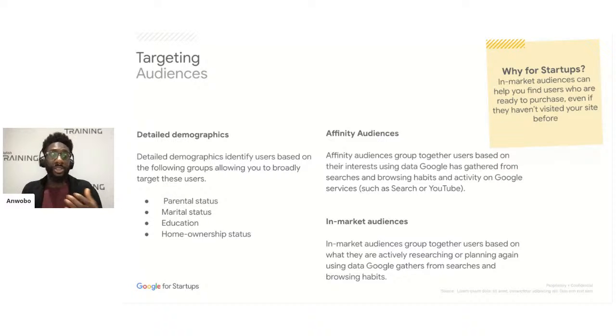Now, of course, having an interest in something is not necessarily the strongest signal that someone wants to buy something. So Google have another category, and this category is called an in-market audience. In-market audiences group together users based on what they are actively researching or what they are planning. So it uses that Google data, and we can tell the difference between somebody who's just interested in football matches and somebody who is actively looking for tickets to a football match, for example.